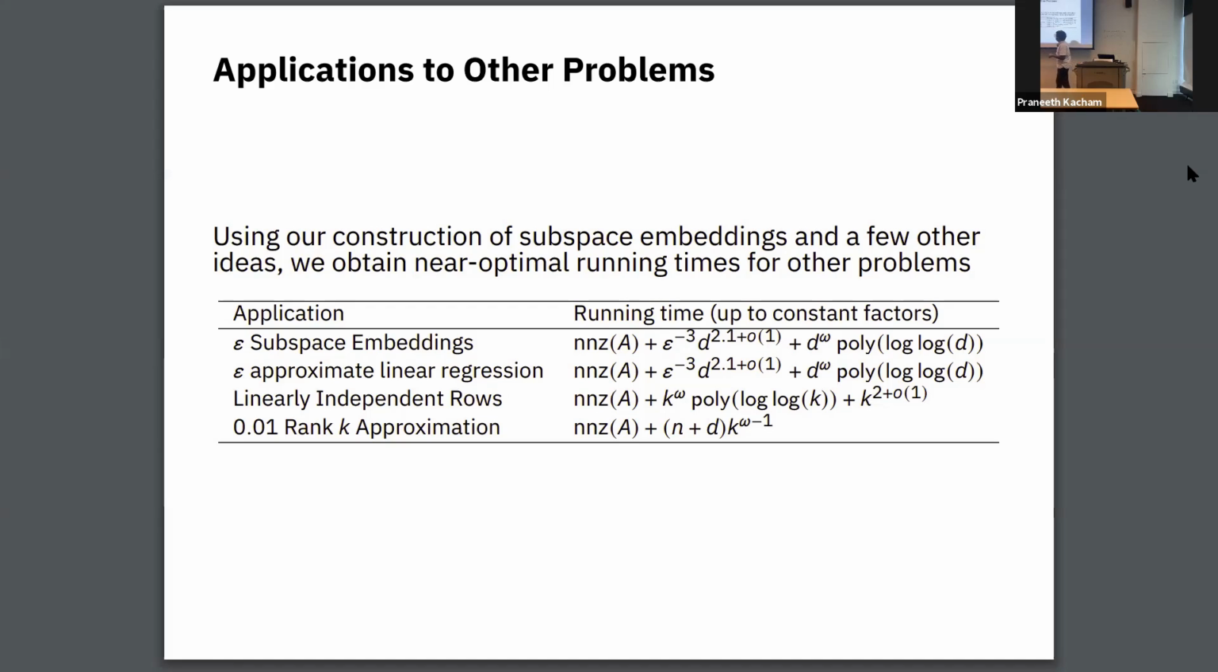And we also give fast algorithms for rank K approximation in Frobenius norm. Now the algorithm just runs in input sparsity time plus n plus d times K to the omega minus 1. So if you want to find a lower rank K approximation, you only spend K to the omega minus 1 times n plus d time. Here also we removed a log factor from earlier algorithms. So our main contribution is removing the log factors from the previous algorithms, which have been there for many years.